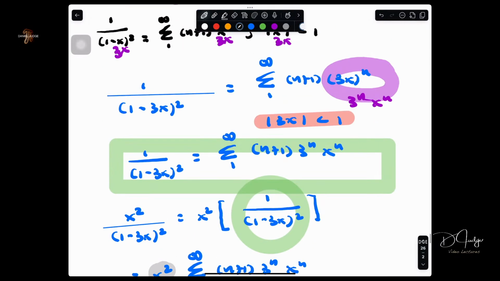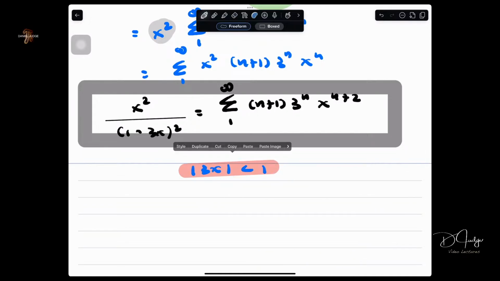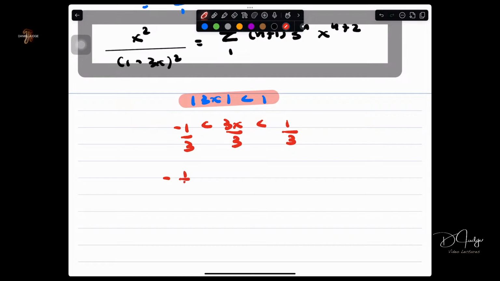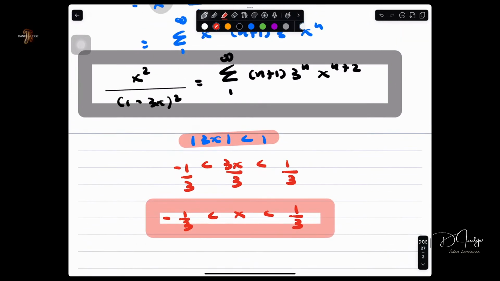This is going to be good for the absolute value of 3x being less than 1. So, there's really a couple of ways I can describe this interval of convergence. I can write this as -1 less than 3x less than +1. Divide the middle, the right, and the left by 3. So it's really only good for values of x between -1/3 and +1/3. This is our interval of convergence for this particular power series.